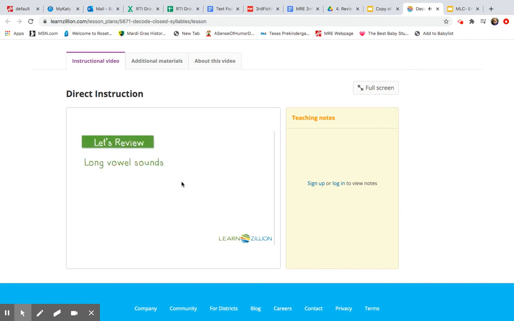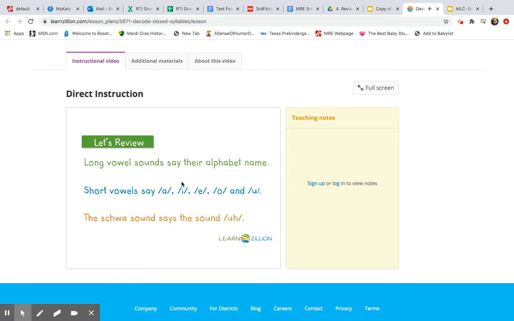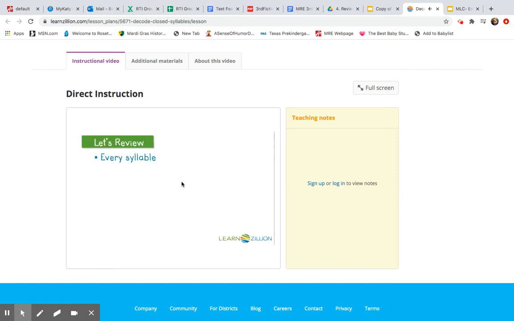Now let's review a few things. Long vowel sounds say their alphabet names, like A, E, I, O, and U. Short vowel sounds say the short sounds, and the schwa sound says its sound as well. Every syllable has one vowel sound, and the number of vowel sounds equals the number of syllables. So one vowel words always have just one syllable.